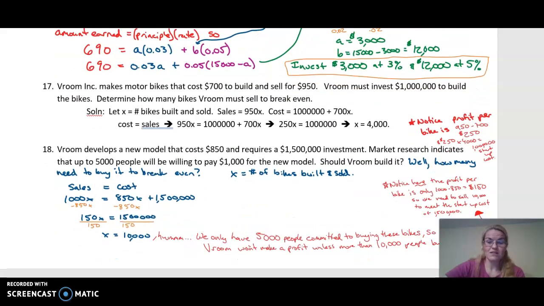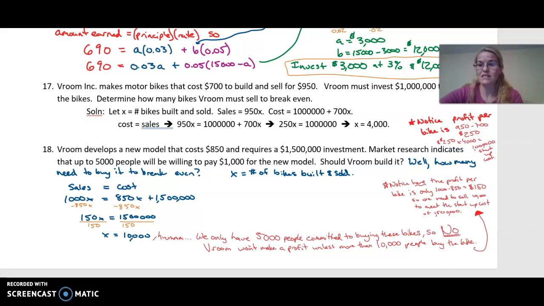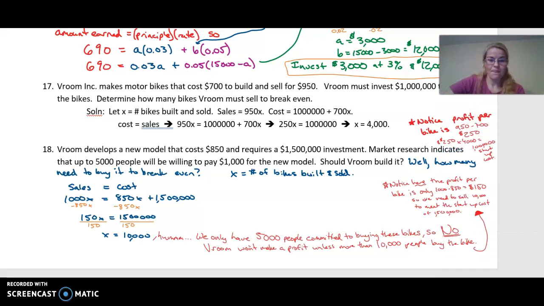And then last but not least, vroom. Again, the break even, if you buy this more expensive, or if they make this more expensive bike, you need to sell 10,000, right? But again, they've only got 5,000 people willing to buy it. So I'd say no, they should not buy it.